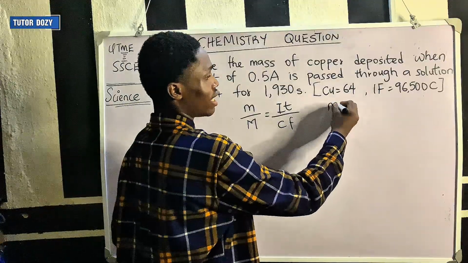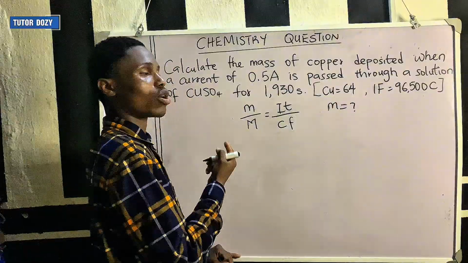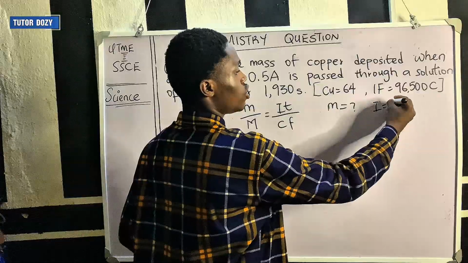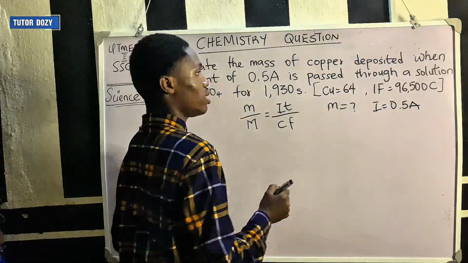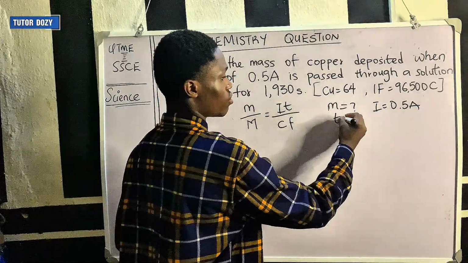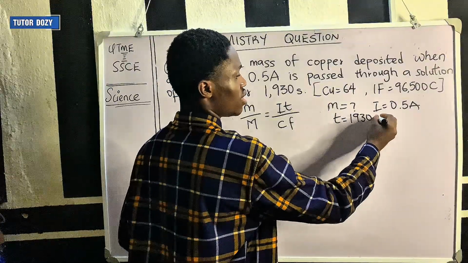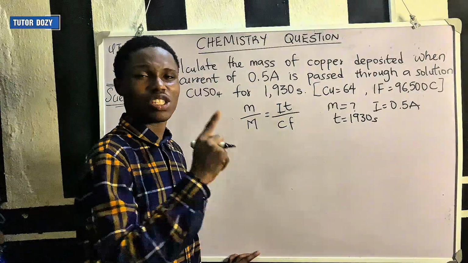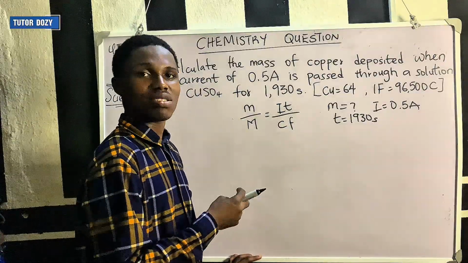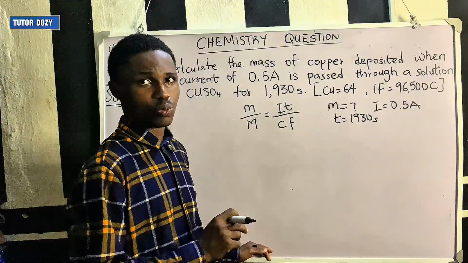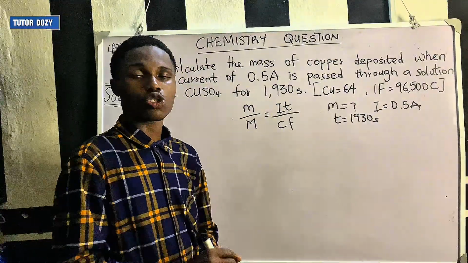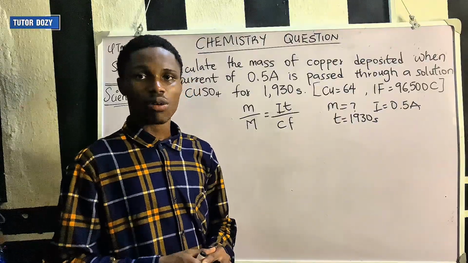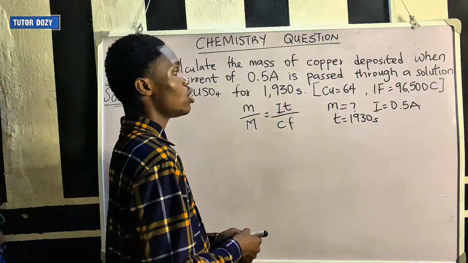Now our mass in gram is what we are looking for. They ask you to calculate the mass, so M is the unknown. Now you have your current I to be 0.5 ampere. Now you have the time. They gave us time in seconds, which is 1930 seconds. Most times the time appears in hours. So if you have your time in hours, you convert it to seconds. If you also have your time in minutes, you also convert it to seconds. So time should be in seconds. To convert minutes to seconds, you multiply by 60. From hours to seconds, you multiply by 3,600.